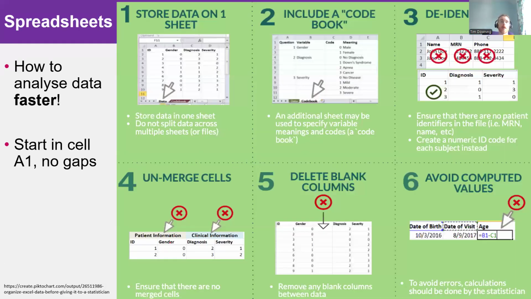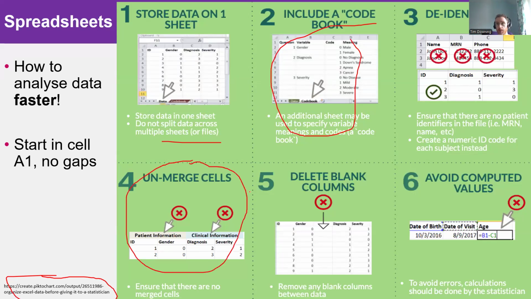There are lots of resources that I'm pointing to here that will help you achieve this. For example, wherever possible, store data in one sheet. Don't split it across multiple sheets. Include a data dictionary or a code book. If you're dealing with human data, de-identify it. Do not merge cells. That means it's not machine readable. If you have blank rows or columns, remove them. And don't do calculations inside your spreadsheet. Raw data or cleaned data should not contain calculations.